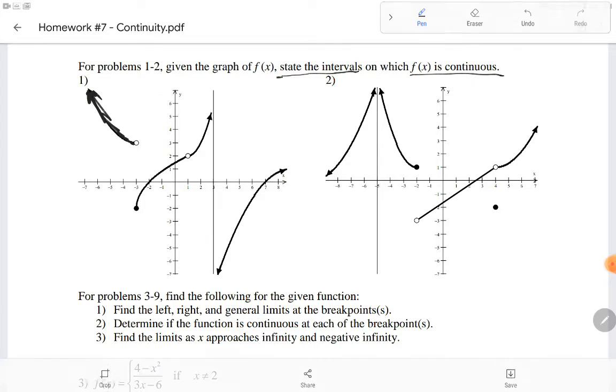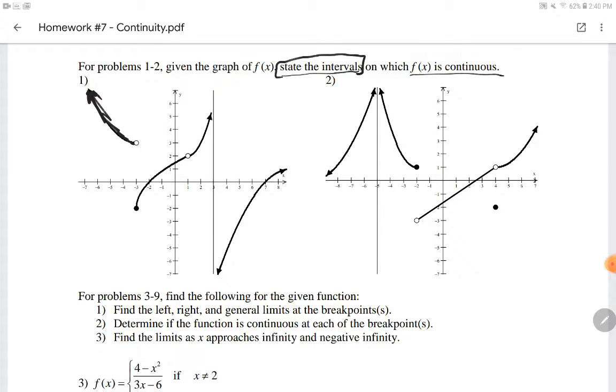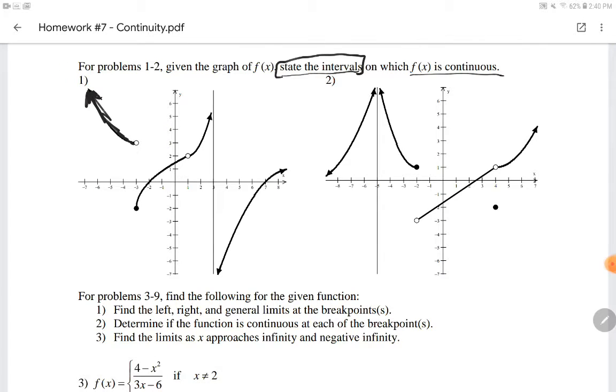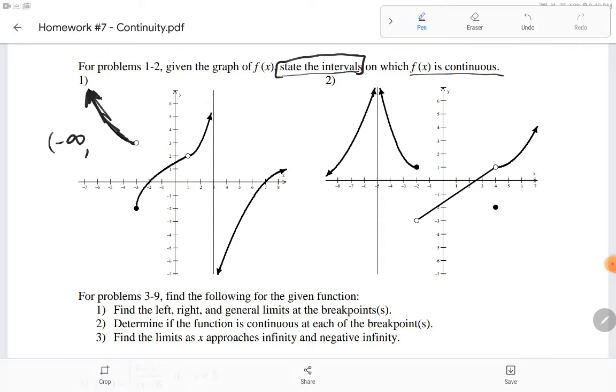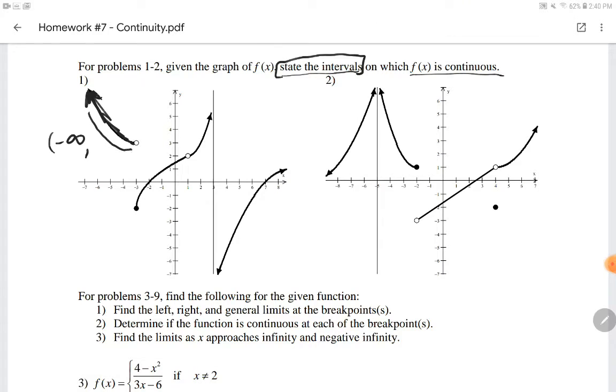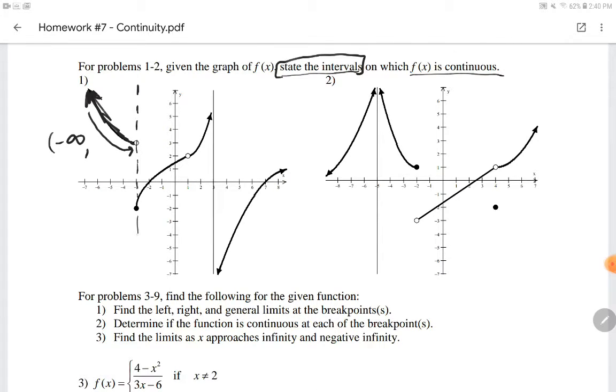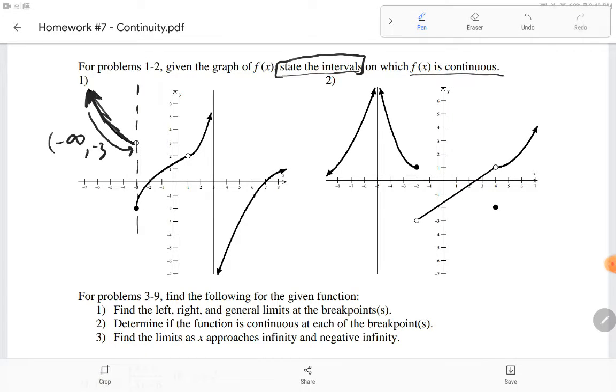Since we're just stating the interval, that just means what x values does the function exist on, right? So this arrow tells me that I'm coming from negative infinity, which we don't touch, and then we go up until this point right here, which looks like -3. So it's from negative infinity to -3. And I'm not going to include -3 because -3 is not continuous. Okay, so that's my first piece.